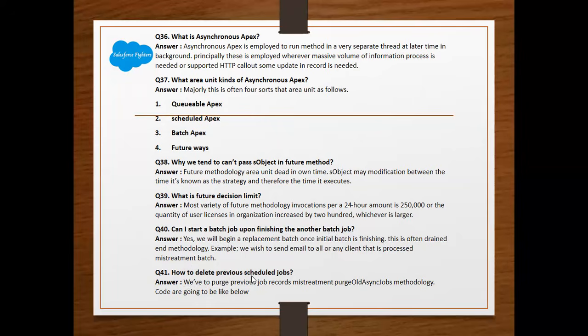Next question: how to purge and schedule the jobs? We have to purge the scheduled jobs and record the statement, purge the cron jobs, and the method code is going to be like below.